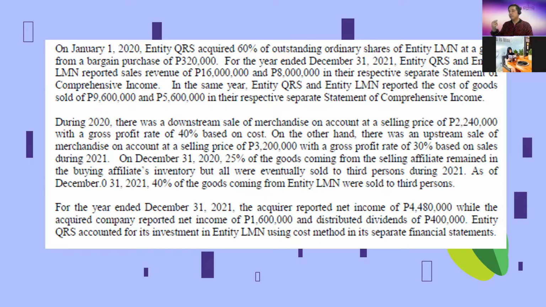No? So in here, it's not silent naman. So it's given, information is provided. As of December 31, 2021, 40% of the goods coming from entity LMN were sold to third persons. So therefore, kung na-ibenta yung 40%, ano yung naiwan sa ending inventory niya? Well, it's the 60%. Okay? For the year ended December 31, 2021, the acquirer reported net income of 4,480,000.